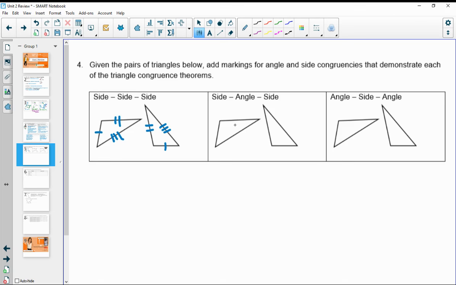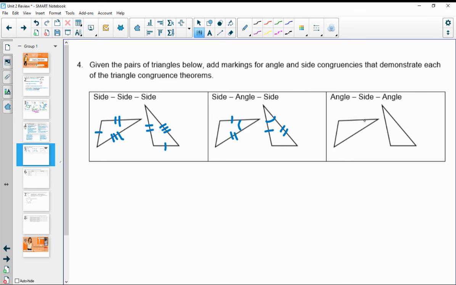For side, angle, side, pick what angle you want to use. So if you're going to use this angle, that's fine. Then you'd need to have the sides on either side of that angle. So this one and this one, and this one and this one. You need to make sure that angle ends up between those two sides.